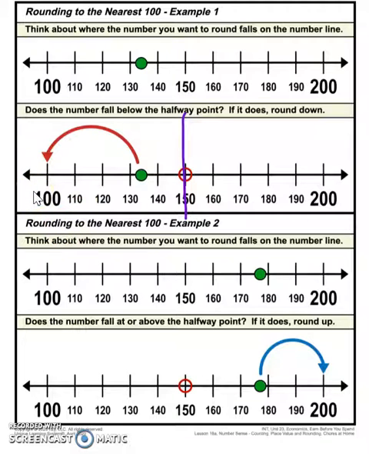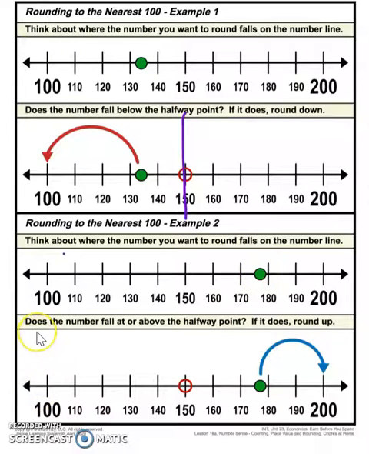Let's try another one. For this problem, you might have a question that says, Becky picks up 178 pieces of trash. About how many pieces of trash did Becky pick up rounded to the nearest 100? Well, the first step is you're going to put your number on the number line. So here's where we would put 178.